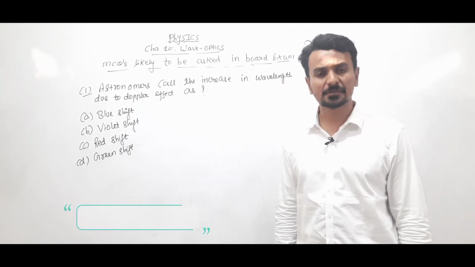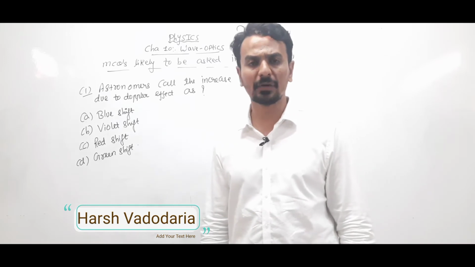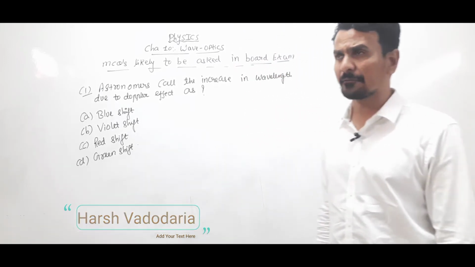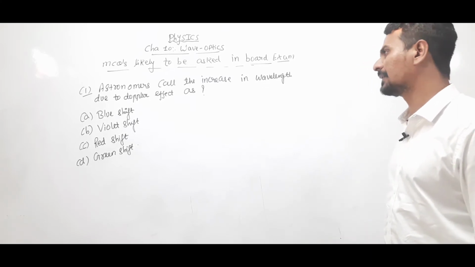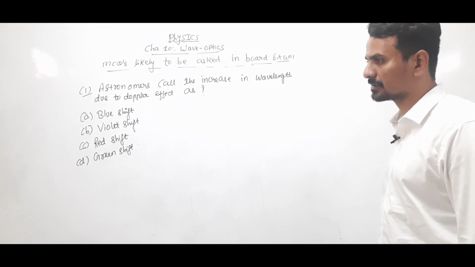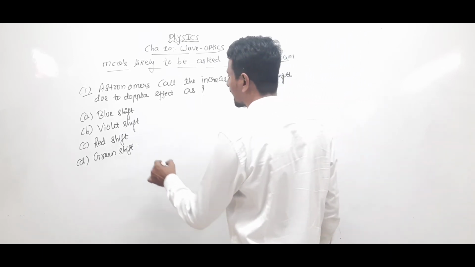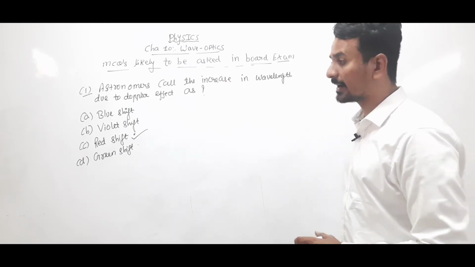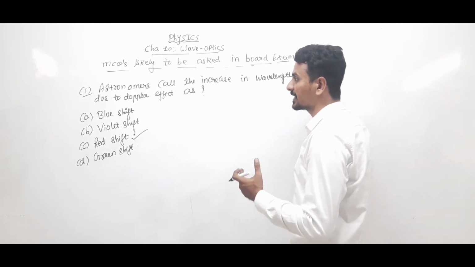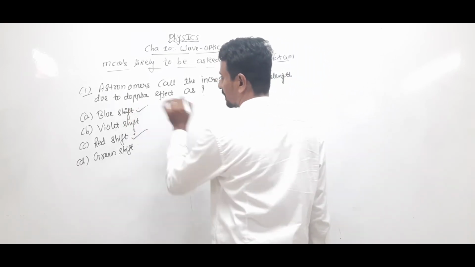Students, in this video we will be solving the MCQs of chapter number 10, that is wave optics. See the first one: astronomers call the increase in the wavelength due to Doppler's effect. This is already given in your book, theoretical one. The increase in the wavelength is known as redshift, and the decrease in the wavelength is known as blue shift.